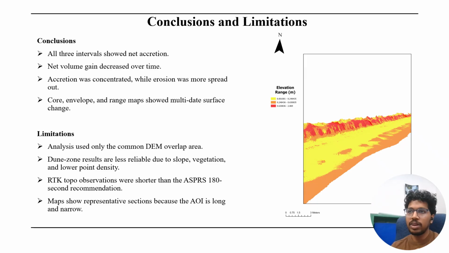The core, envelope and range maps showed the elevation variability over the years. The limitations were that the June results were not as trustworthy because of the sparse vegetation and low point density, and the RTK point observations were shorter than 5 seconds when compared to the ASPRS standards. The maps are shown very small because the area is so large.